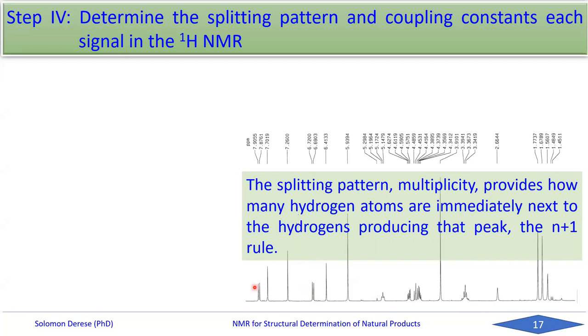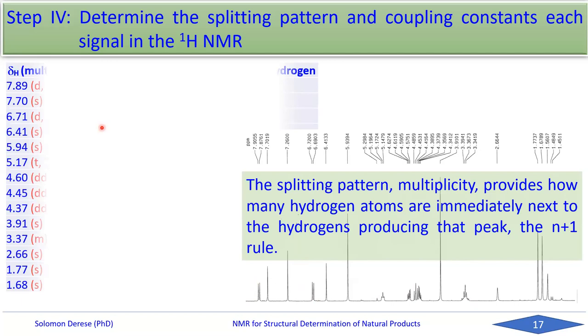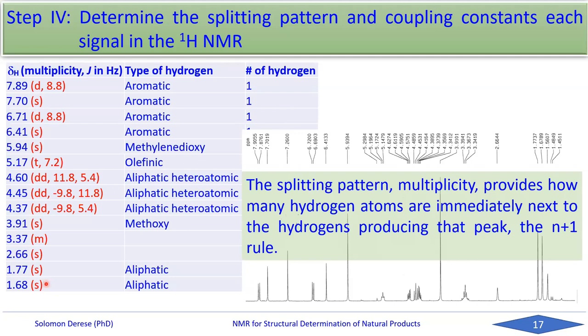So based on that, you determine the various multiplicities and the coupling constant. From the coupling constant, you can have information about how two particular protons that couple with each other are related. For example, if you look at the signals at 7.89 and 6.71, each appearing as a doublet, their coupling constant is 8.8. This basically indicates these are two aromatic protons which are next to each other, ortho-coupled, etc.